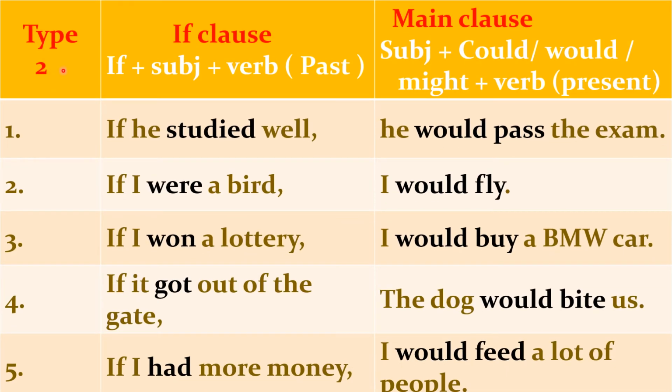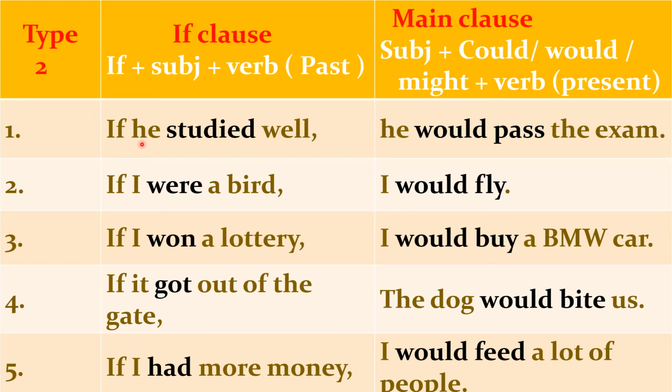Type 2 condition is improbable or imaginative or unreal or hypothetical condition. Hypothetical means it's based on suggestion. See the structure. If plus subject plus verb. This verb must be in past tense in the if clause. Subject plus could or would or might plus verb. This verb must be in present tense in the main clause.